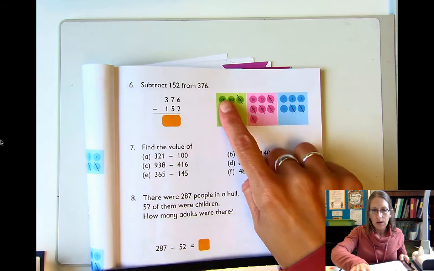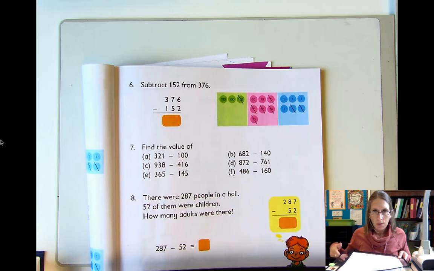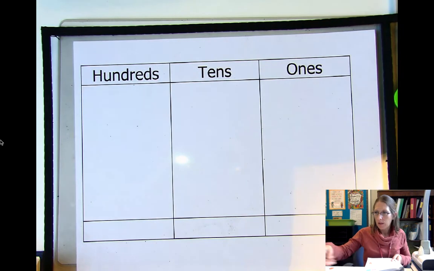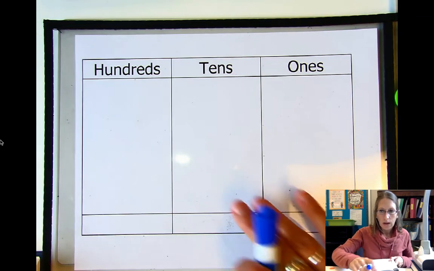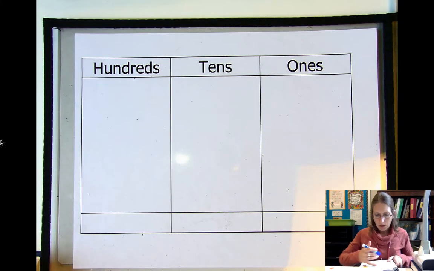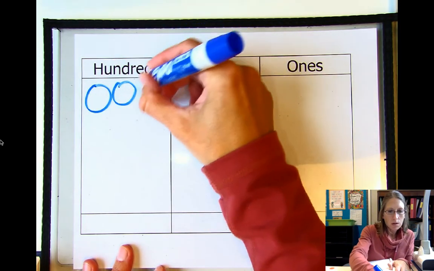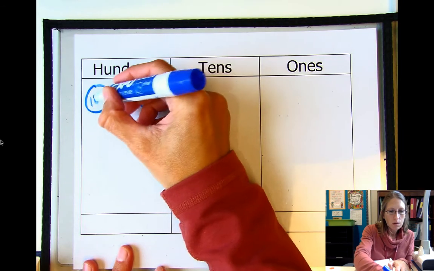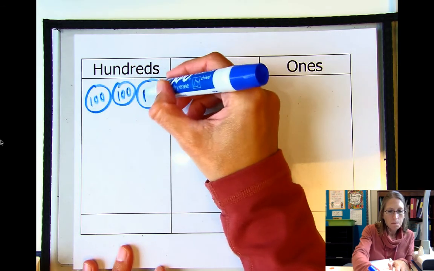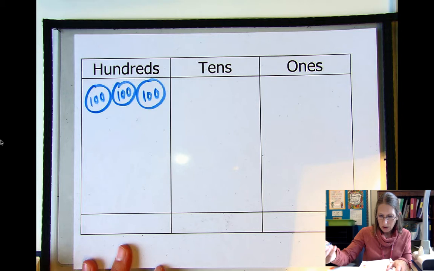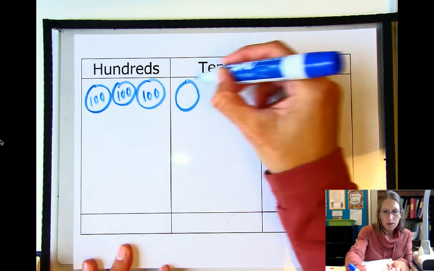376. They've put that on their chart here, 376. And I'm going to put it on our chart here. And I think for now, I'm going to write on my chart with my whiteboard marker so that we can cross them off like they did. Okay, so we're going to start with 300. 70.